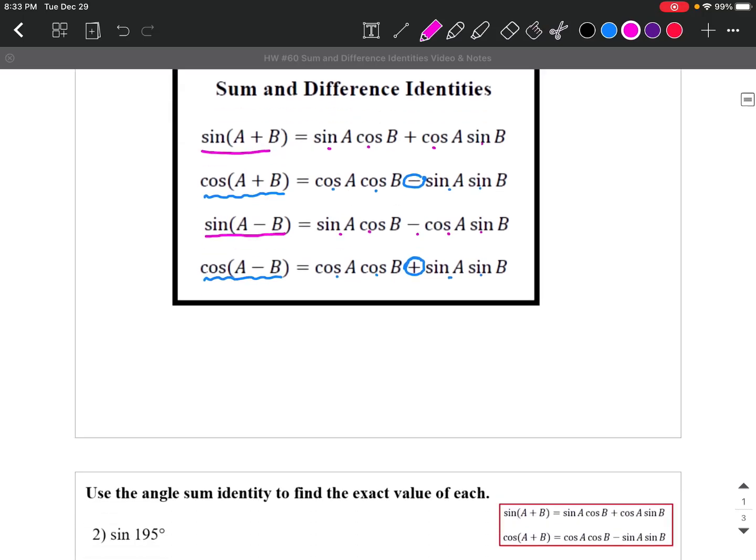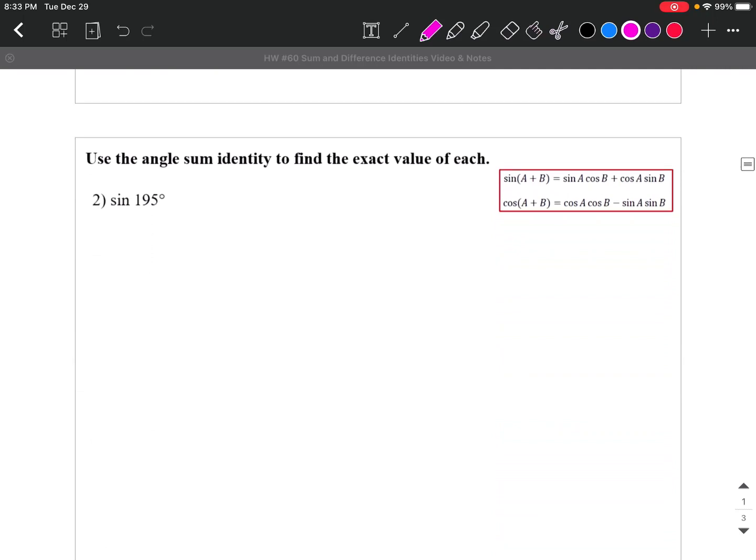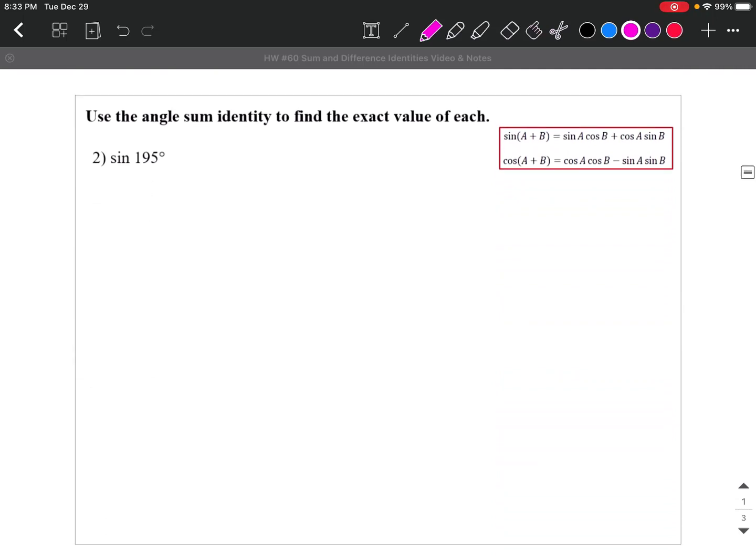But the problems that we're going to look at today, it's really just to get you used to the format of the identities and how they're used. Okay, so what the patterns are is really more what we're looking at. So here we are. We're going to use the angle sum identity to find the exact value. Now the first thing we need to do, now notice this is sine, so we're going to be using this identity, the sine one. We need to find two angles, and they should be special angles or angles whose reference angles are special angles.